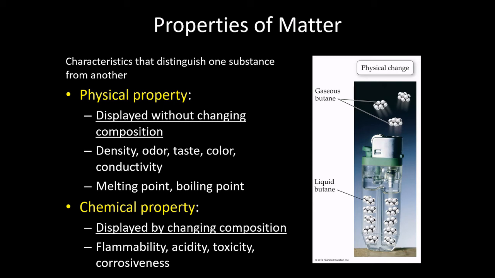Let's continue talking about Chapter 3. We're going to look at the properties of matter now. We're going to be comparing what are called physical properties and chemical properties of a material. So a physical property is any property of a material that is displayed without changing the composition of the material.